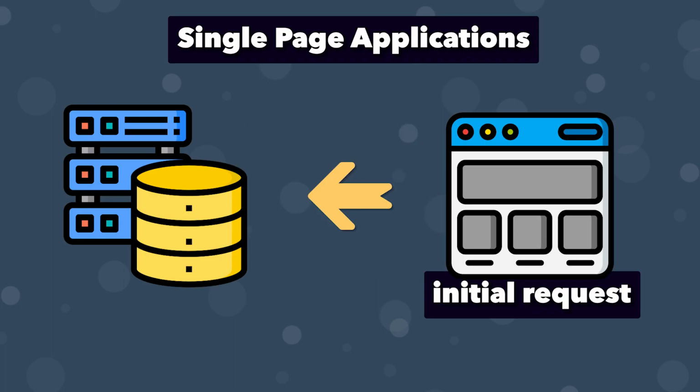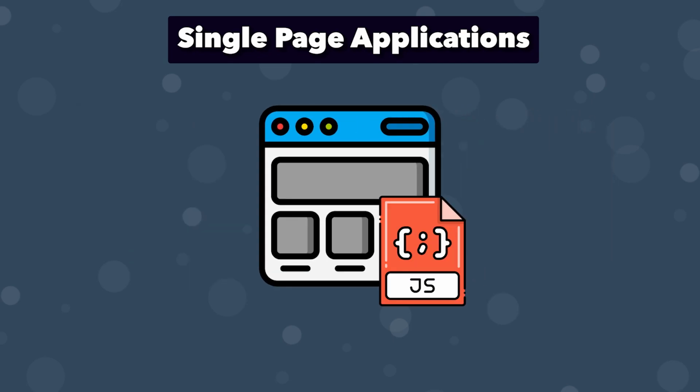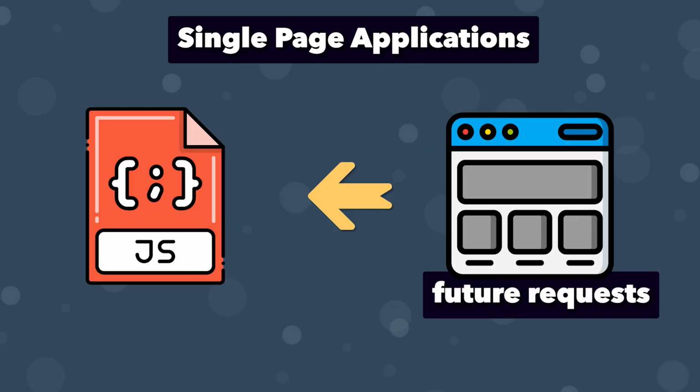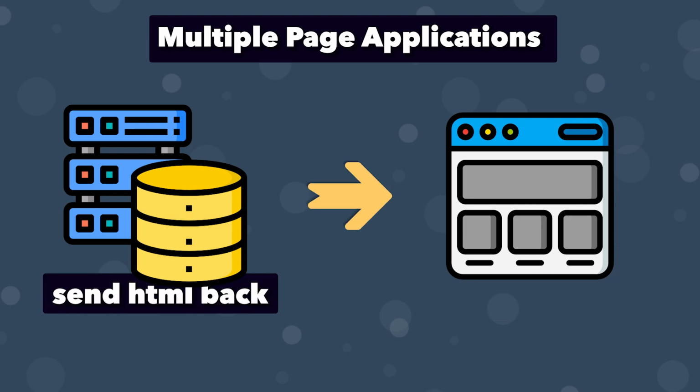With single page applications, the initial request to the website will reach out to the server to get the HTML, then hydrate that web page with JavaScript. Then all future pages will use the JavaScript to produce the new pages. Astro creates what is called a multiple page application where each time that we request a new page, we make a request to the server to obtain that HTML.